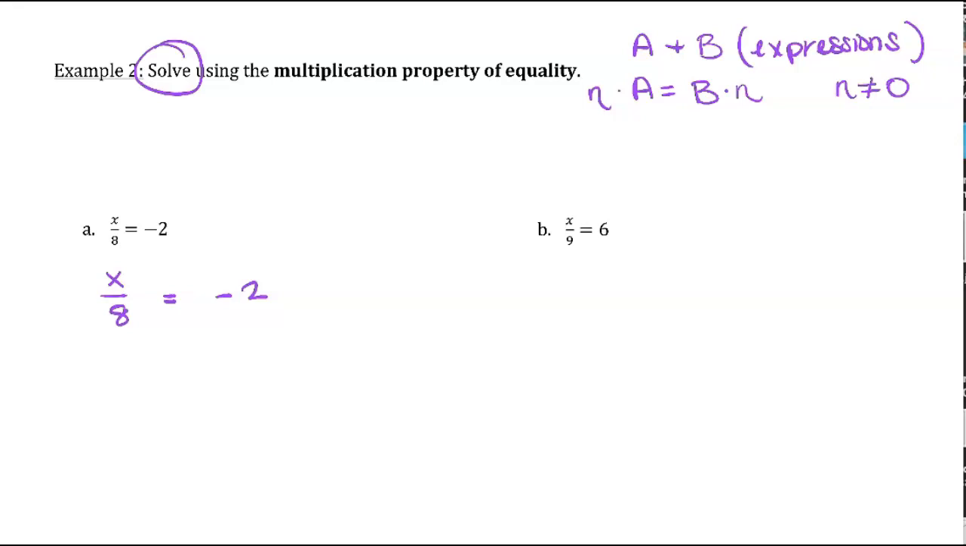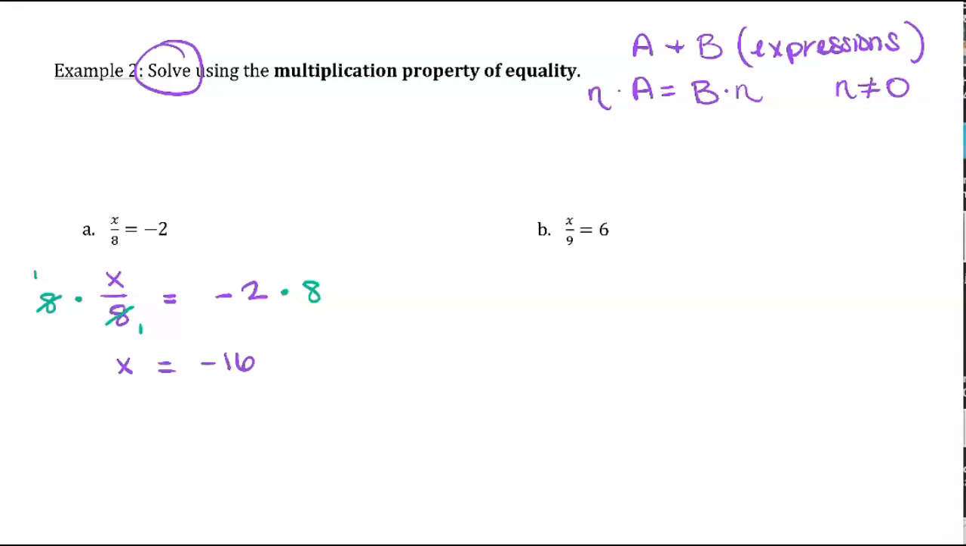What's going to help me out is multiplying both sides of this equation by 8. The multiplication property of equality tells me I can do this. 8's not 0, so I can multiply both sides of this equation by 8. Now, on the left side, I have an 8 in the numerator and an 8 in the denominator. That is, 8 goes into 8 one time and 8 goes into 8 one time. So that becomes 1 times x, or just x. On the right side now, I have -2 times 8, or -16. Now I know that x is equal to -16.